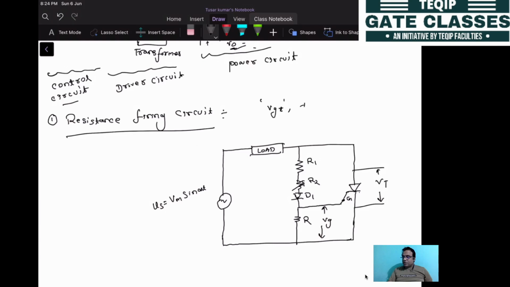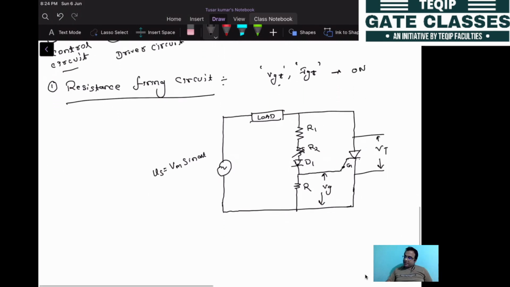There will also be one current IGT corresponding to this threshold value. So if the voltage applied to the gate reaches VGT, and the current flowing through it is IGT, then the device will be on. The device will be on if you apply a gate signal. This is the circuit where this is the supply voltage, and this is the load. Let the load voltage be V0.